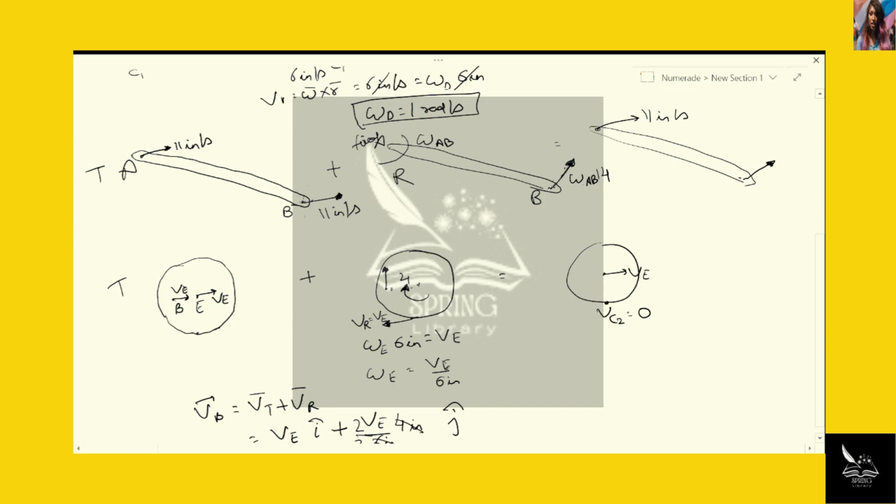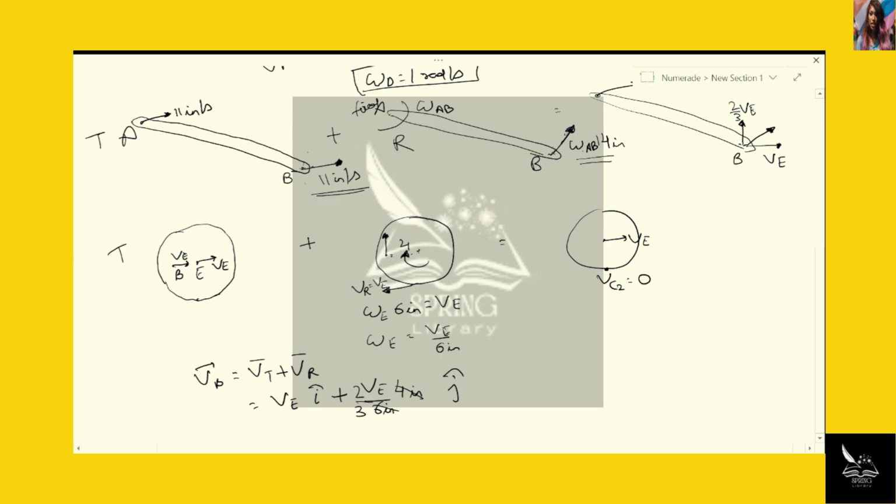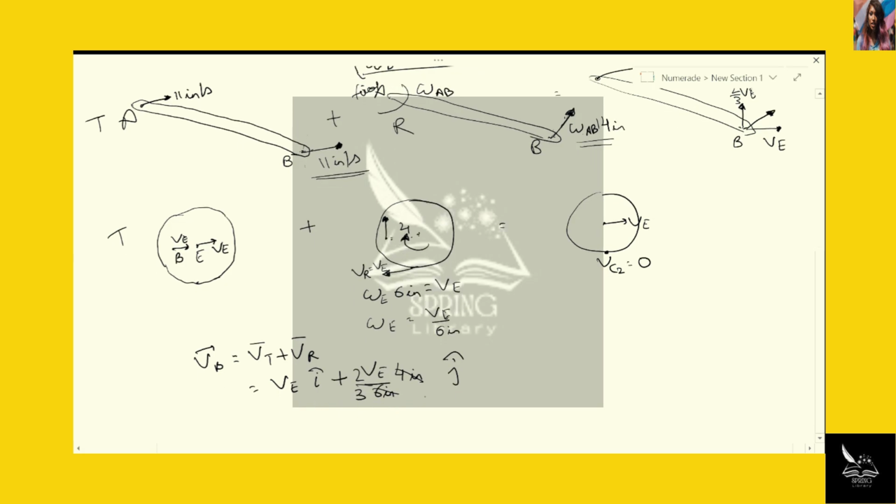So the sum of 11 inches per second and omega AB times 14 inches should give us the net velocity at point B, which we have figured out to be VE in the horizontal direction and 2/3 VE in the vertical direction, because this is the velocity VE i plus 2/3 VE j.